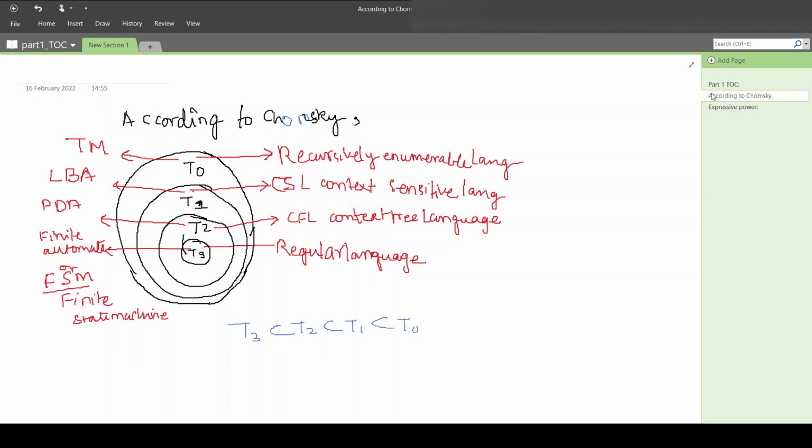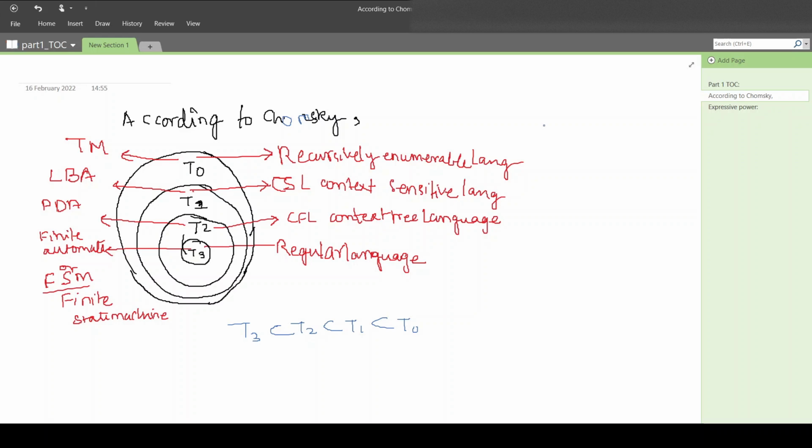Let me give you a quick recap. According to Chomsky, we have four types of languages, and from these four we can form many languages. The first, which falls under type 3, is regular language, handled by finite automata or finite state machine. Second, type 2 is CFL, context free language, which is handled by pushdown automata. Type 1 is CSL, context sensitive language, handled by linear bounded automata. And type 0 is recursively enumerable language, handled by Turing machine.